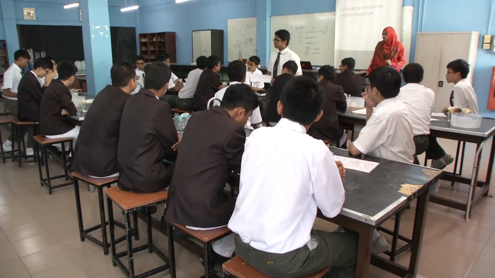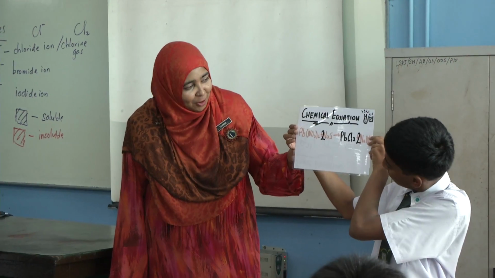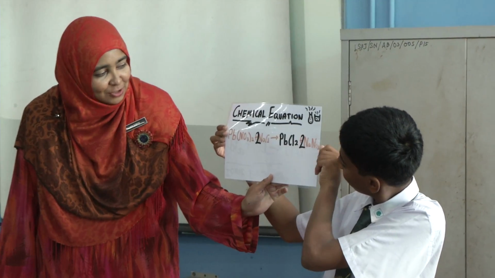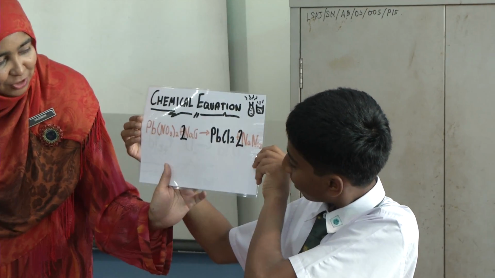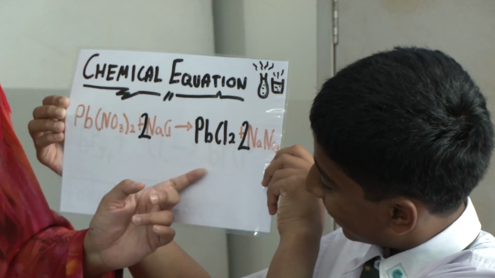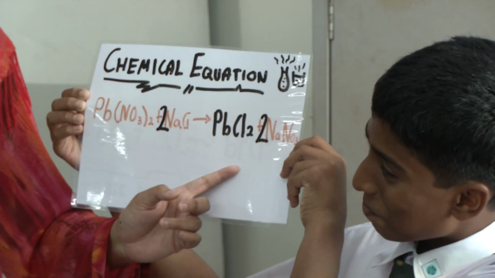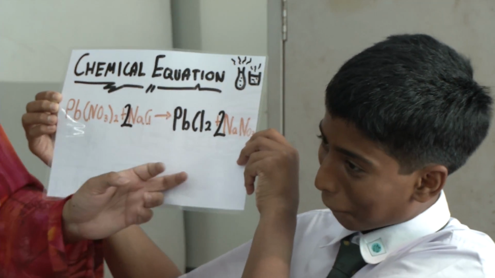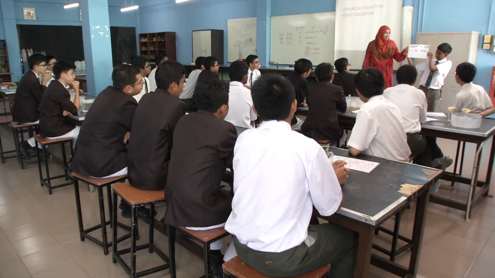Final group. Come. He too has some corrections done, probably from the earlier discussion. His chemical equation is Pb(NO3)2 plus 2NaCl. Earlier you didn't balance, right? So PbCl2 plus 2NaNO3. Clear? Yes, because you already made the correction.